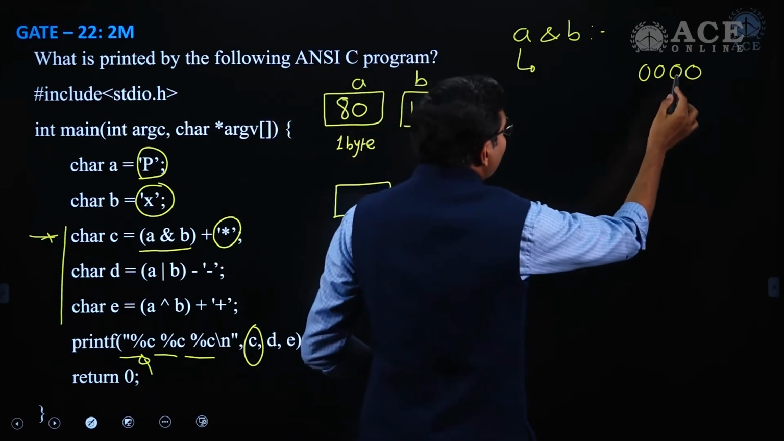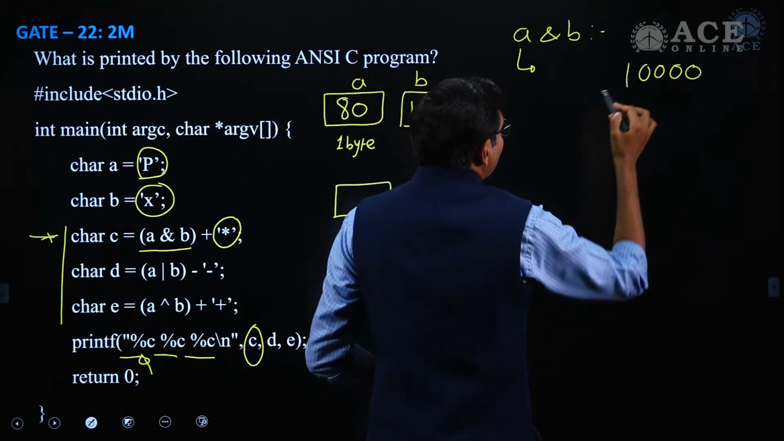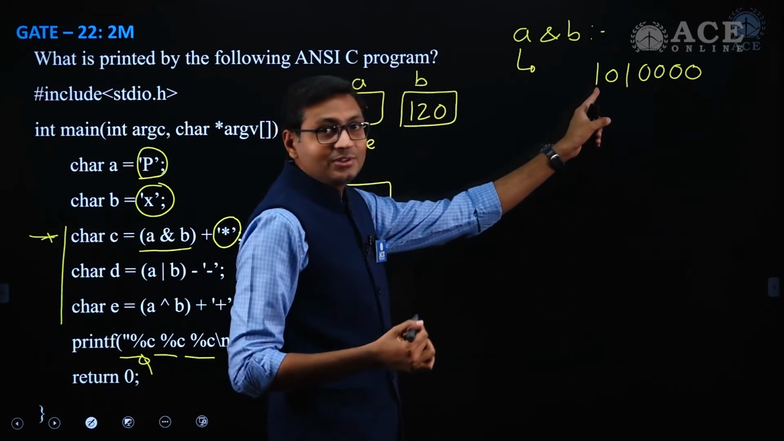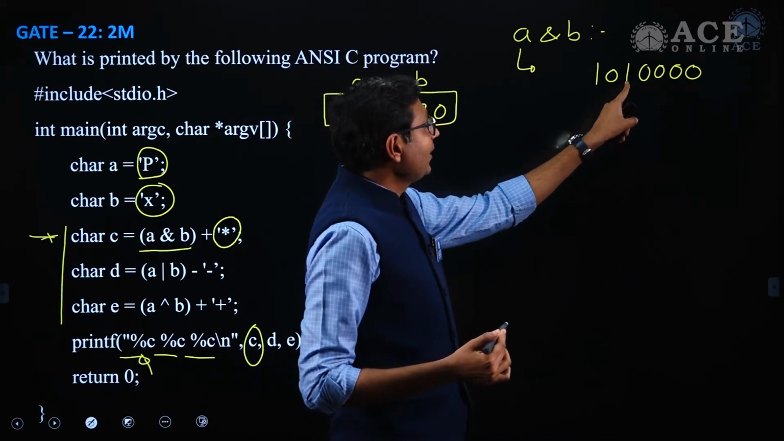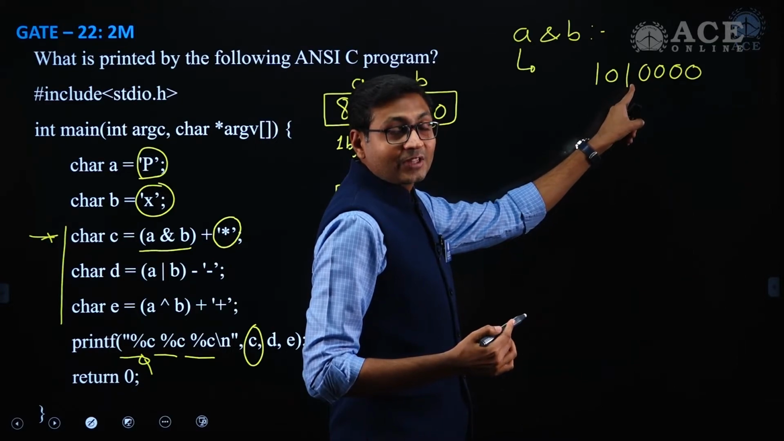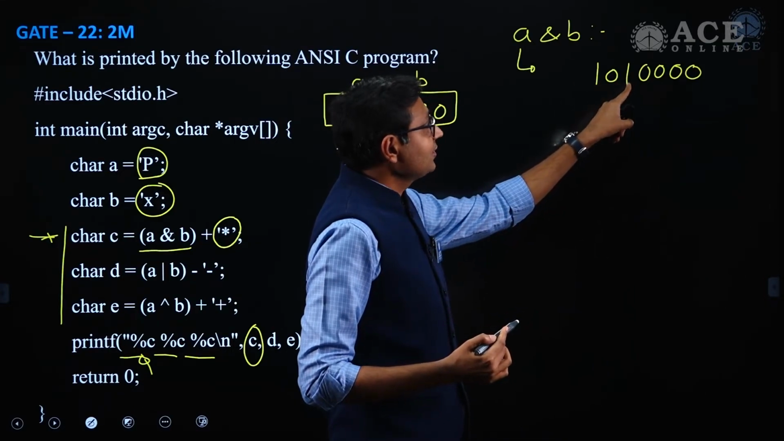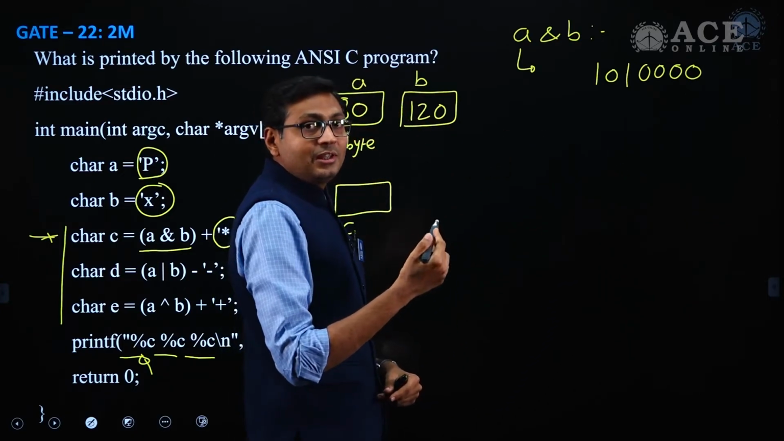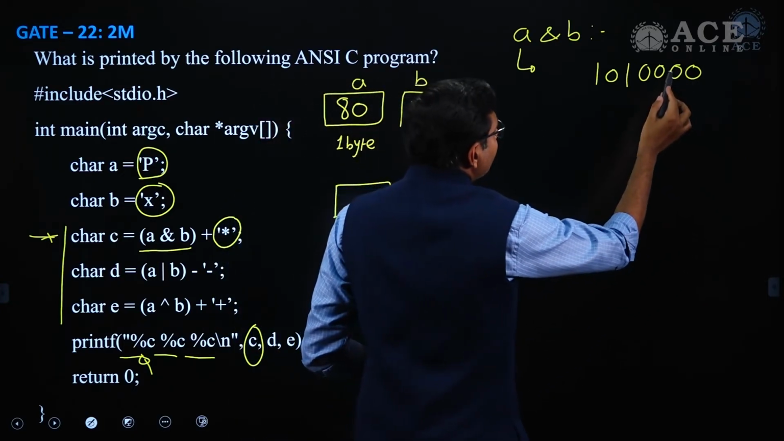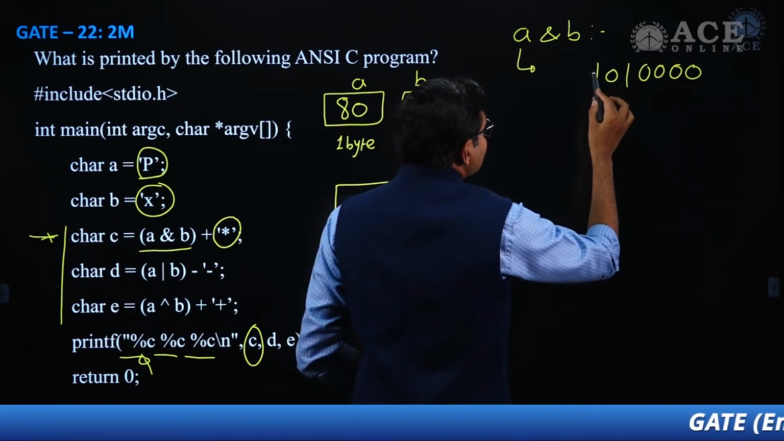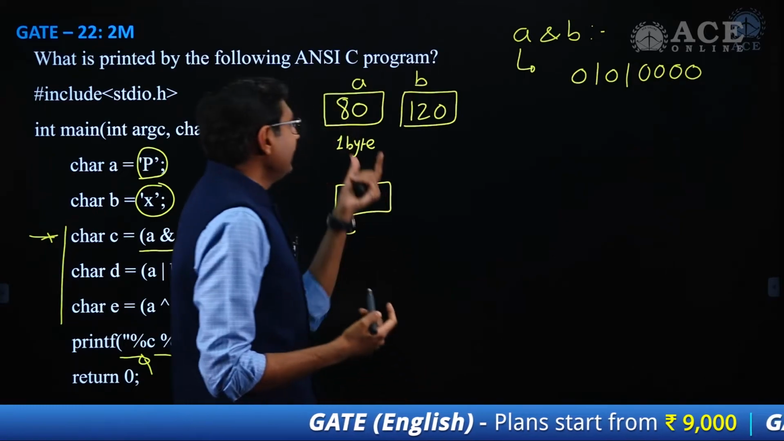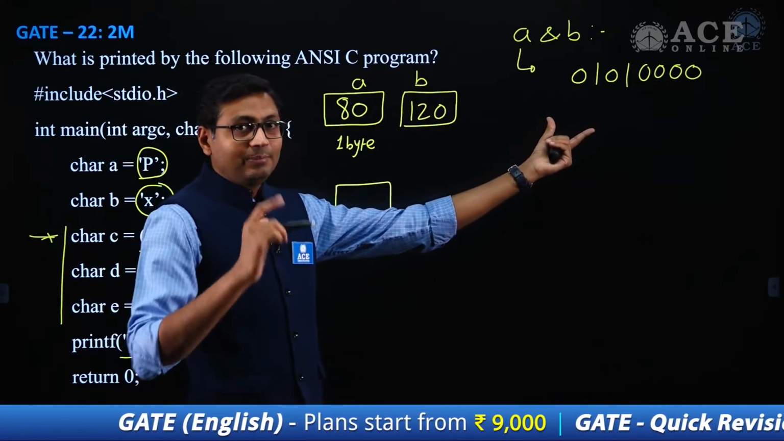So it is 0, 1, 2, 3, 4, 5, 6. 2 raised to power 6 is 64. 2 raised to power 4 is 16. 64 plus 16 is 80. But how many bits to consider? One byte only: 1, 2, 3, 4, 5, 6, 7 and 8. That is your 80. Only one byte.